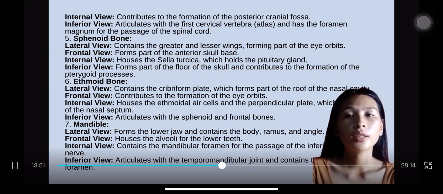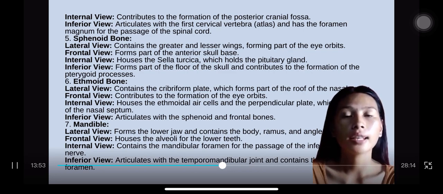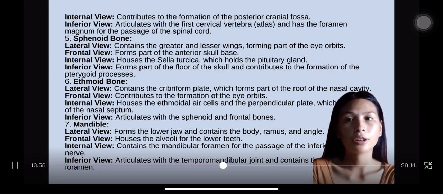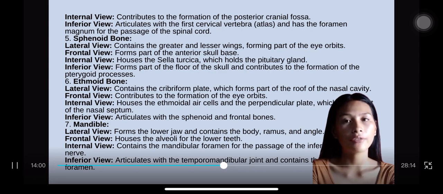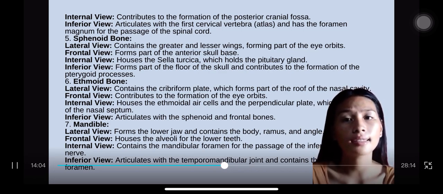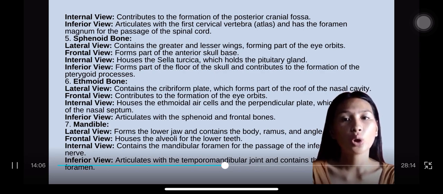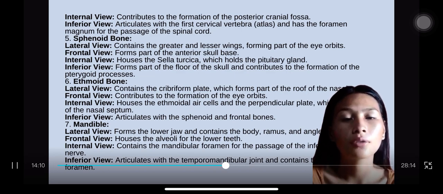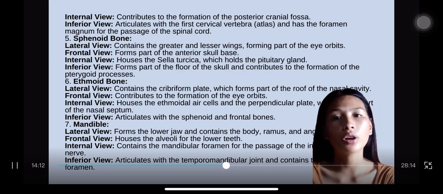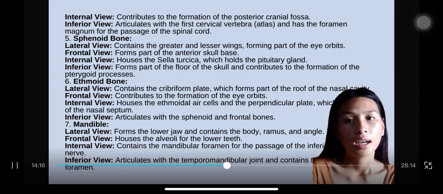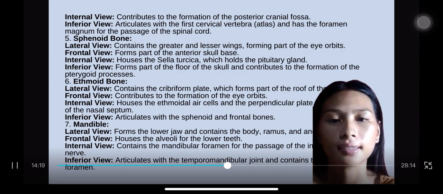Sphenoid bone. The lateral view contains the greater and lesser wings, forming part of the eye orbits. The frontal view forms part of the anterior skull base. The internal view houses the sella turcica, which holds the pituitary gland. The inferior view forms part of the floor of the skull and contributes to the formation of the pterygoid processes.